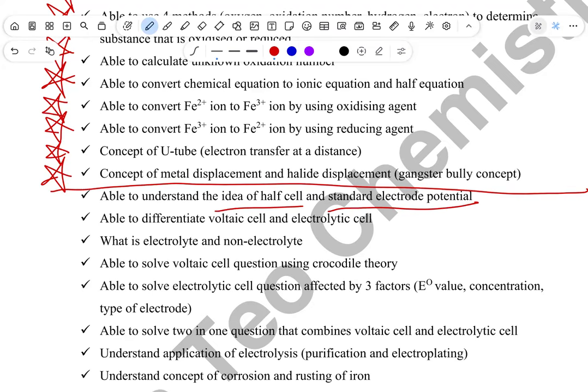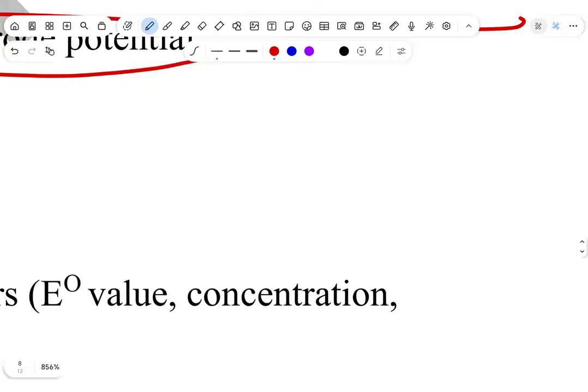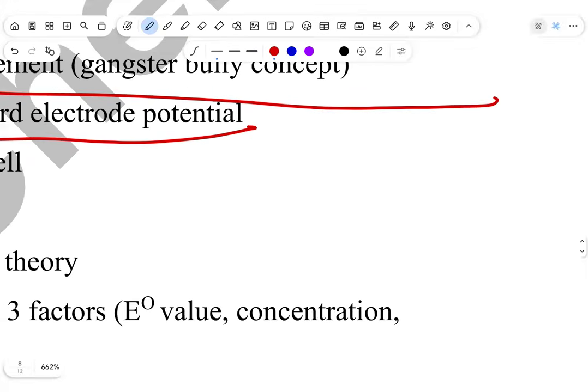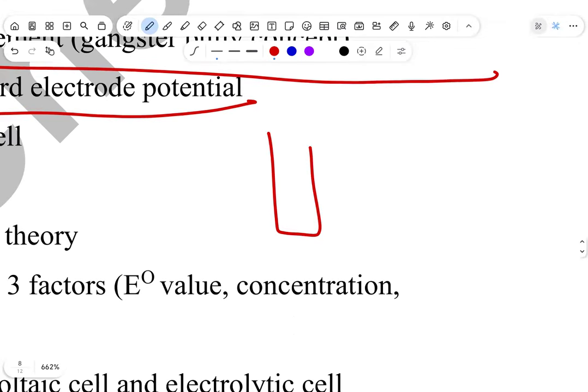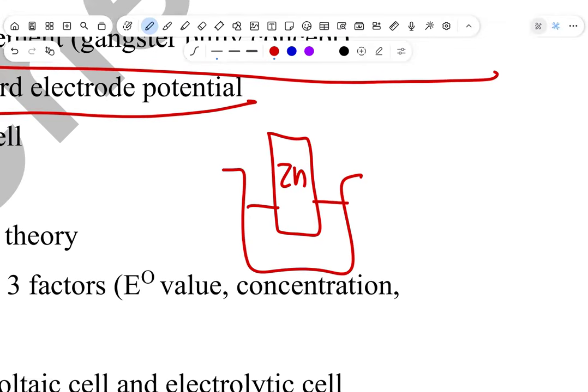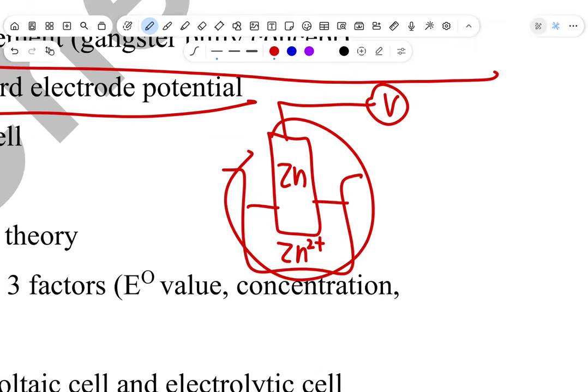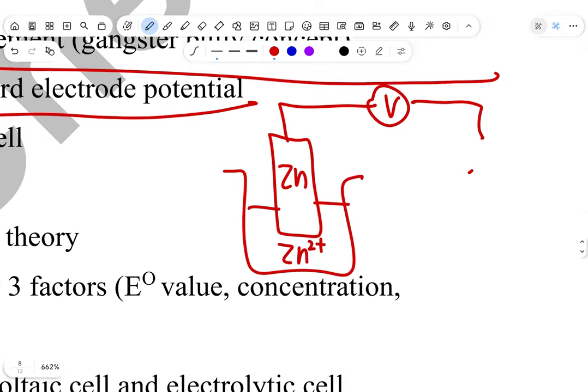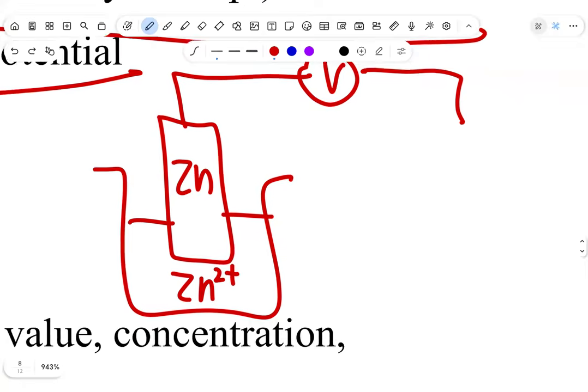So if any one of you remember, okay, guys, I need you to do revision with me. Let's say I got a zinc half cell here. I want to know how much electric can be produced by zinc half cell. So I must connect the zinc half cell to a special something. Anyone remember what is it? If I want to know how much voltage is produced by one half cell, I must connect the half cell to somebody. Who is the somebody?